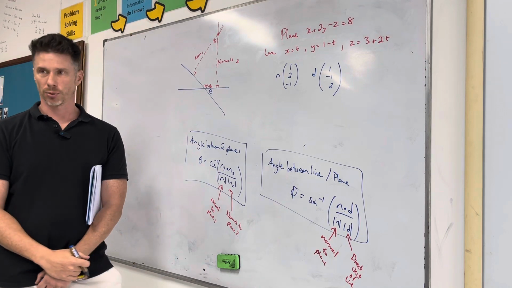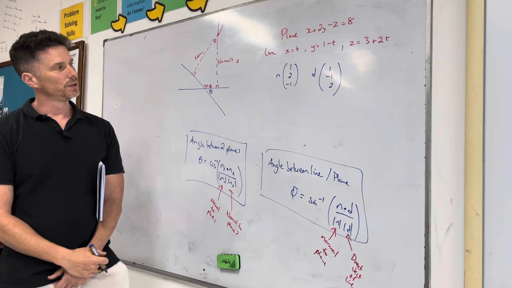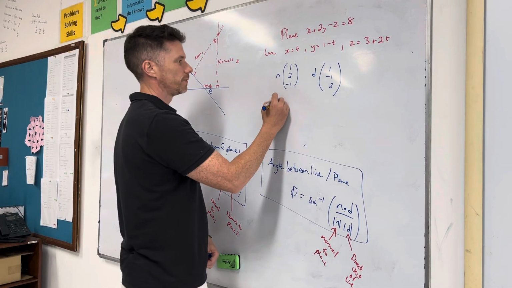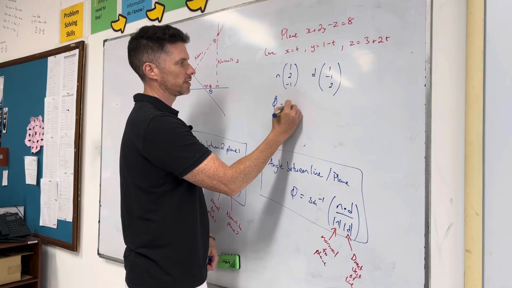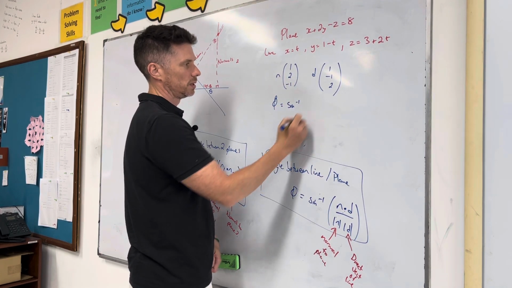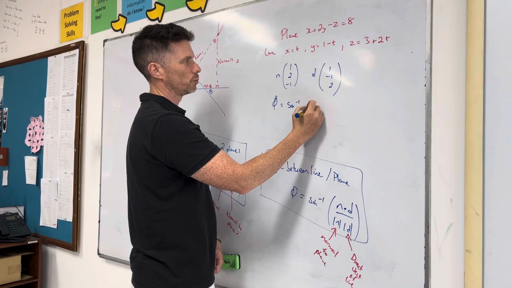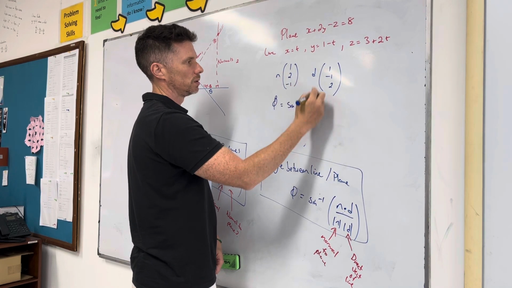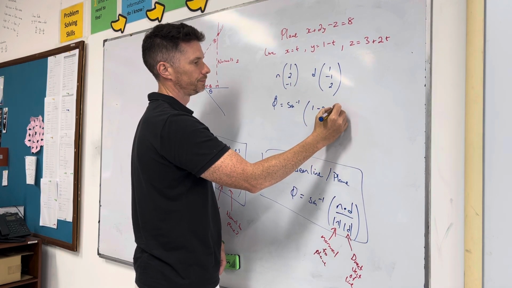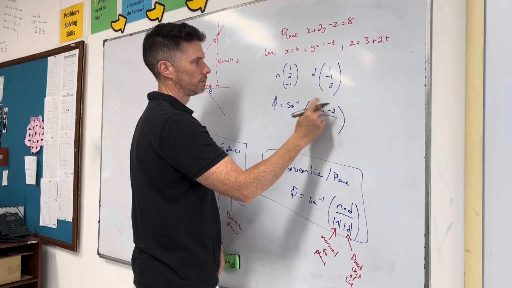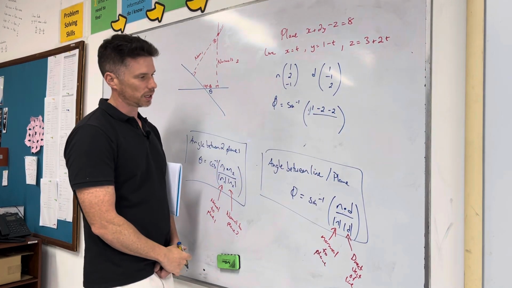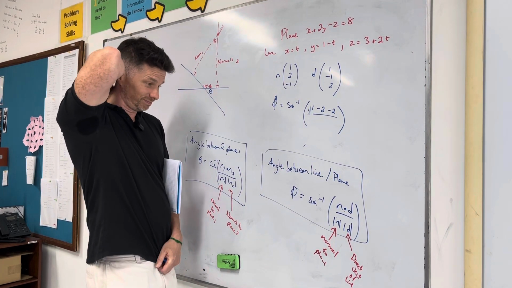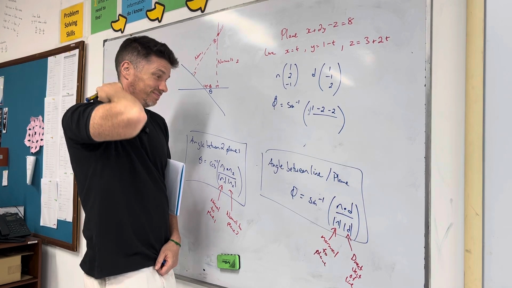Now we need to get the dot product. So we can start to fill in the angle, sine inverse. The dot product is 1 times 1, and 2 times 1, minus 1.